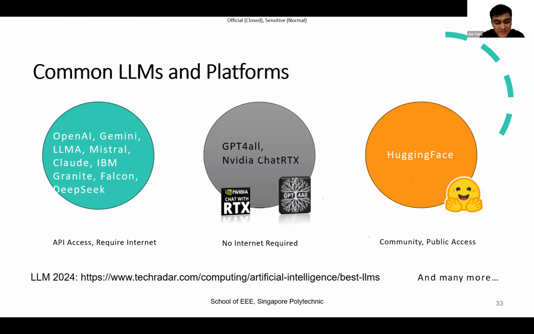When we talk about language models, there are a few popular platforms called OpenAI, Gemini, Llama is from Facebook, Mistral, open source, Cloud, IBM Granite, Falcon, DeepSeek. So they are quite common LLMs in the Singapore context. Of course, it varies based on the country that you visit. And those platforms, I would say, require API access.